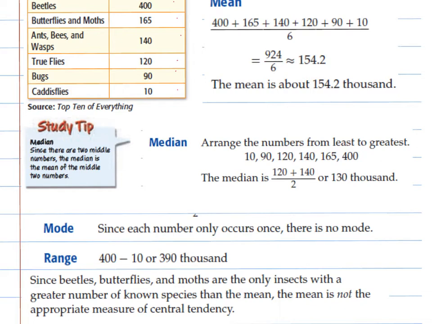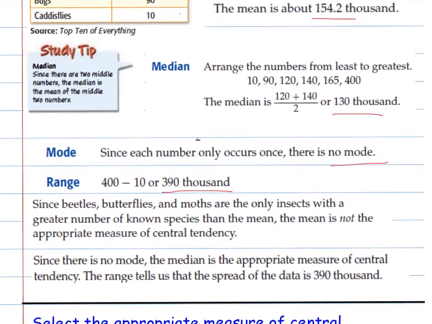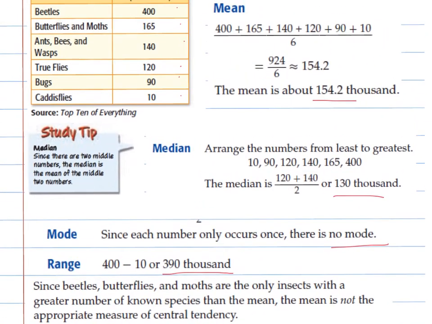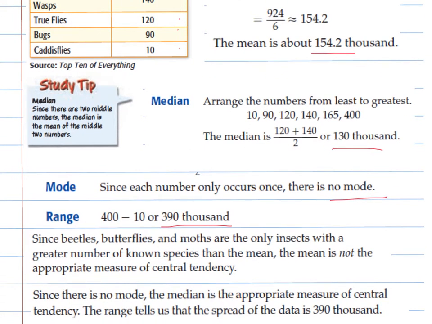So notice all these numbers are a little bit different. Some of them are closer than others. No mode. There we go. What that means then, and we'll be asked to justify our answer, since beetles and butterflies and moths are the only insects with a greater number of known species than the mean, the mean is not appropriate. So we compared, our mean right now is 154, but there are only 2 different categories that are above that. So we're saying that the mean is not an appropriate measure.